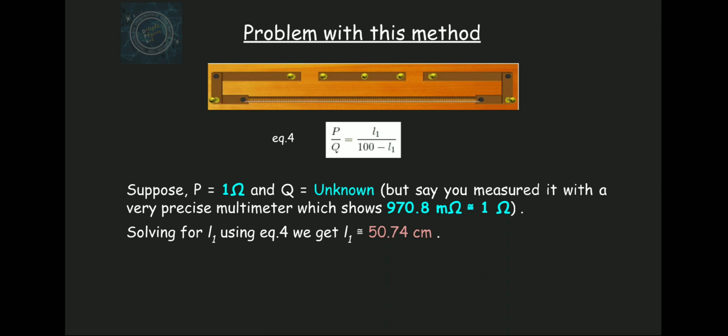What's the problem? Yeah, this was theoretically workable, right? Because you knew the value of Q. But in reality you don't know the value of Q. When you're doing the practical, you just know P. So what you're going to do is put P in top left, put Q in top right, and then connect a battery, a galvanometer, just like a Wheatstone bridge. I guess you can imagine the picture in your head, right? You'll be touching the jockey and then finding the null point where the galvanometer will show no deflection. Will you ever be able to get 50.74 centimeter?